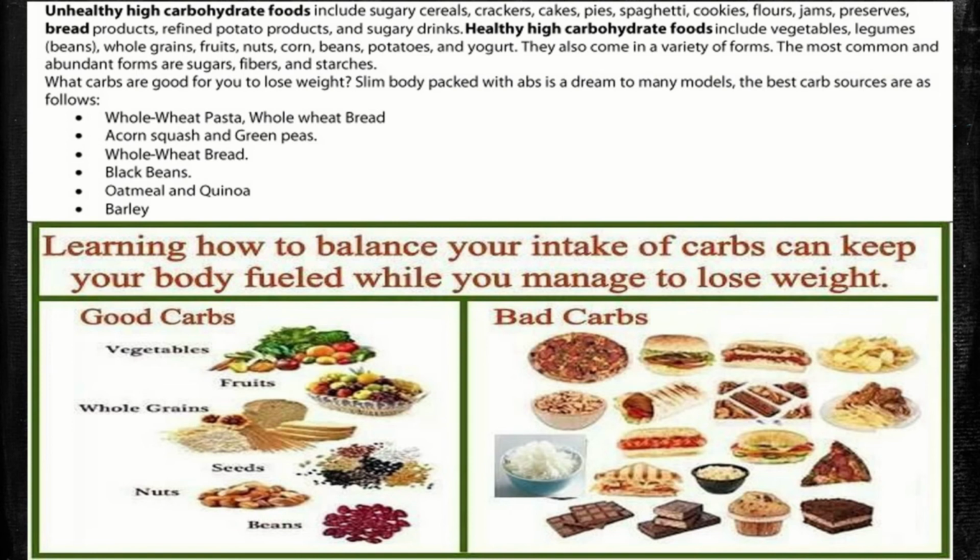That is why we taste simple carbohydrates right away. Complex carbohydrates, on the other hand, are not that sweet. This means their sweetness is only faint, or they do not taste anything at all. The more carbon a substance has, the less sweet it is. When there is less carbon, it is sweeter. When there is more, the taste disappears. Healthy high carbohydrate foods include vegetables, legumes, whole grains, fruits, nuts, corn, beans, potatoes, and yogurt.